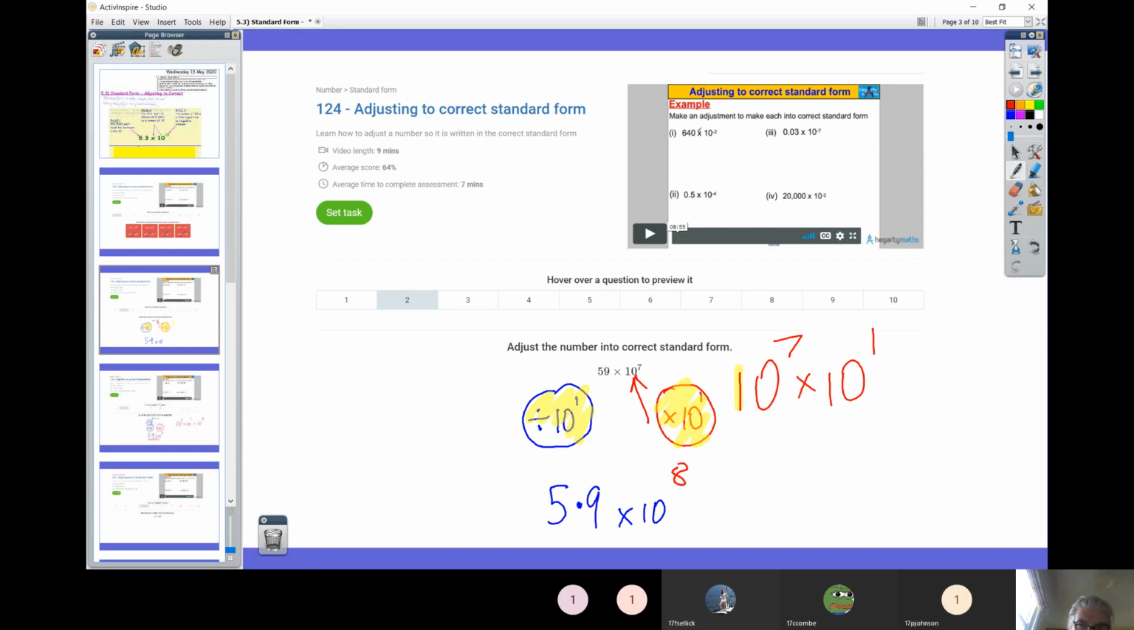Now, if you like, you can almost just do it without all these workings. That 59 has got smaller, so 5.9, so that power has got to get bigger. So it's gone from a 7 to an 8. So when you get the hang of these, you can probably just do it by looking at them. So the final answer is 5.9 times 10 to the 8. That is the same size as 59 times 10 to the 7. It's the same number. It's just our final answer is in standard form. The question was not.